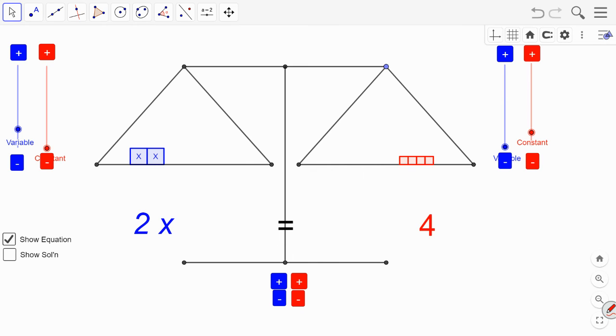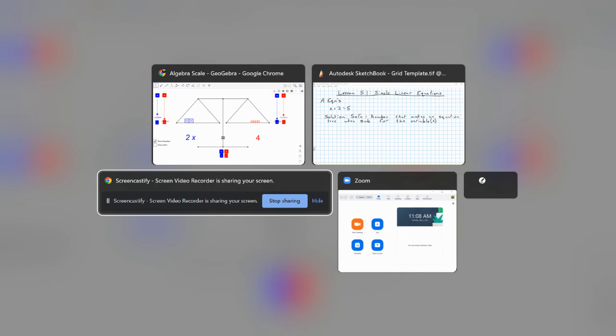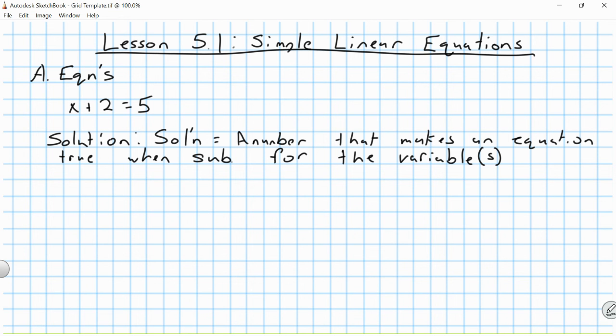You can do that to the equation as long as you do it to both sides. Okay. Now that we know that, let's think about solving equations in a different way. Our goal is always to reach this step right here, where you have the variable by itself and equals some constant on the other side.